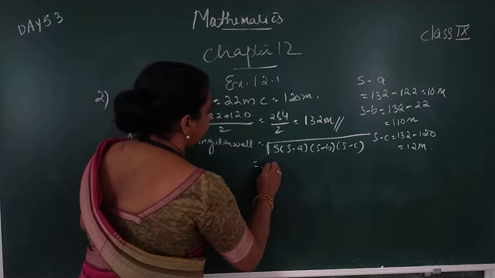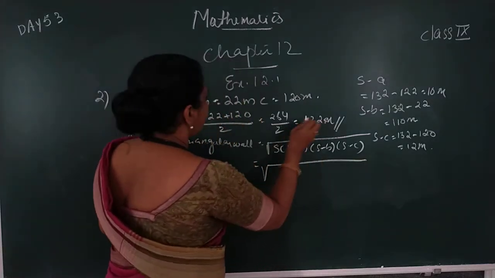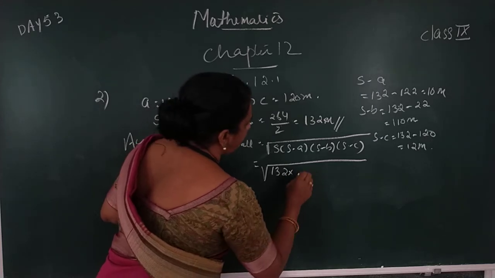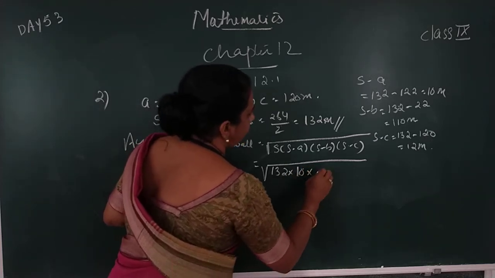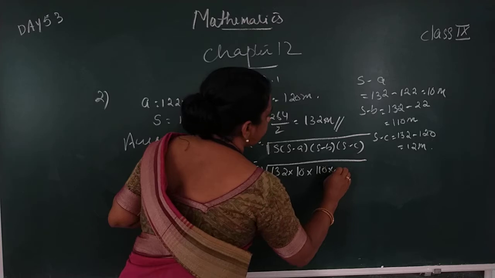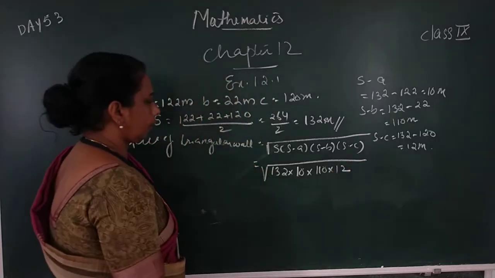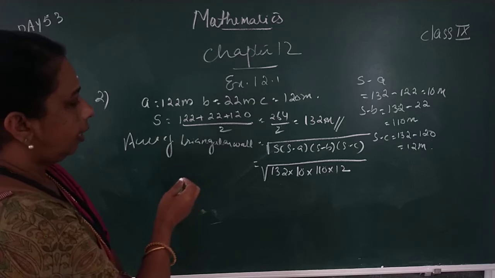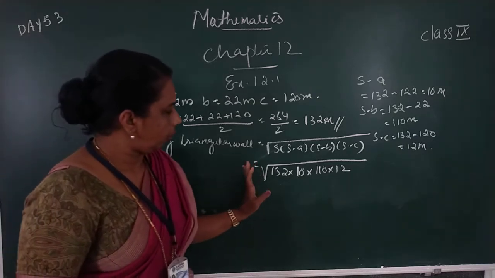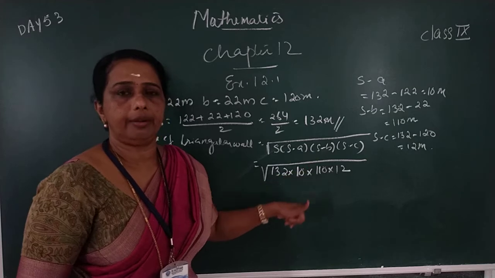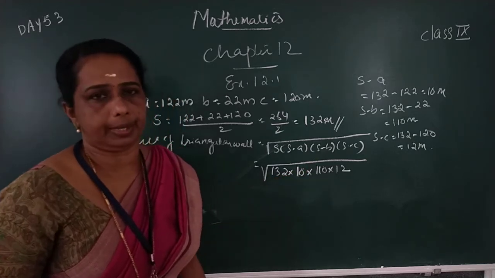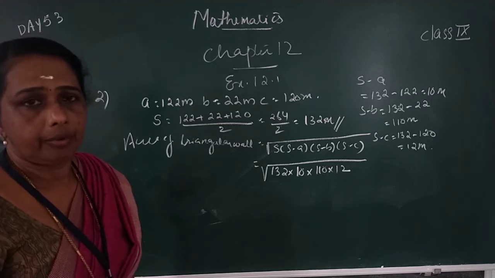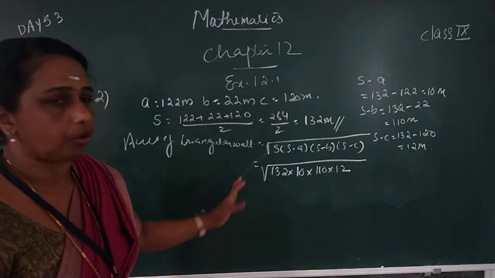Then we have to substitute here root of s, 132 into 10 into 110 into 12. So we can here write, either you have to multiply the whole number and find out the square root by using the division method, or using the prime factorization method you can find the square root of this number.